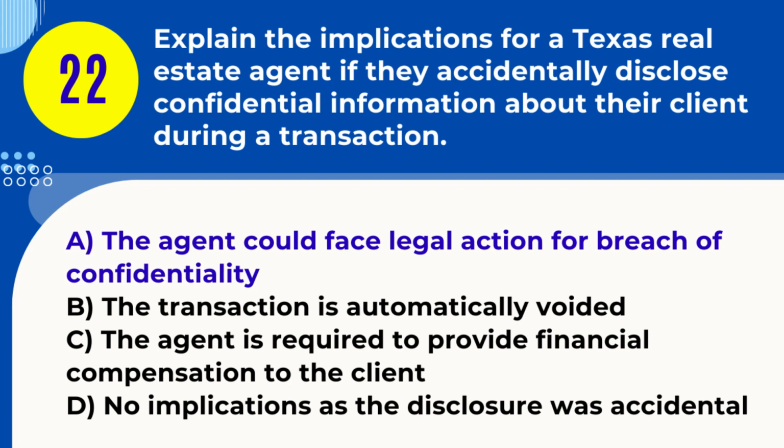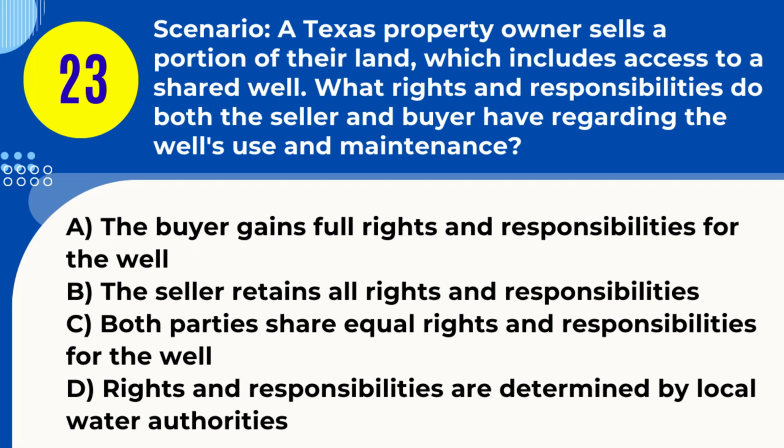Explanation. Accidental disclosure of confidential information by a Texas real estate agent can lead to legal action for breach of confidentiality and fiduciary duty. Question 23. Scenario. A Texas property owner sells a portion of their land, which includes access to a shared well. What rights and responsibilities do both the seller and buyer have regarding the well's use and maintenance?